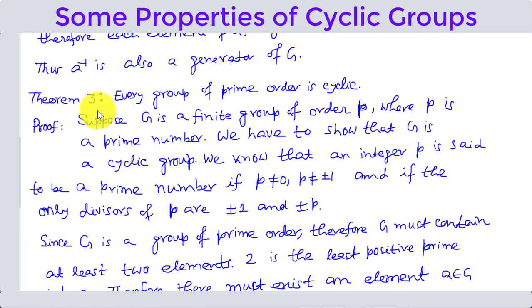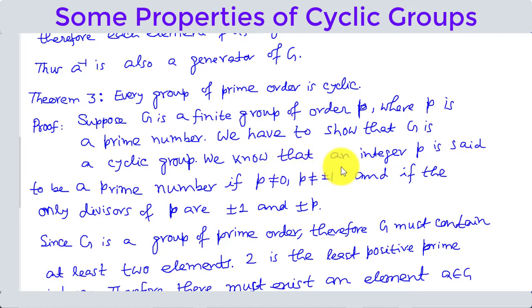Theorem 3. Every group of prime order is cyclic. Proof. Suppose G is a finite group of order p, where p is a prime number. We have to show that G is a cyclic group.